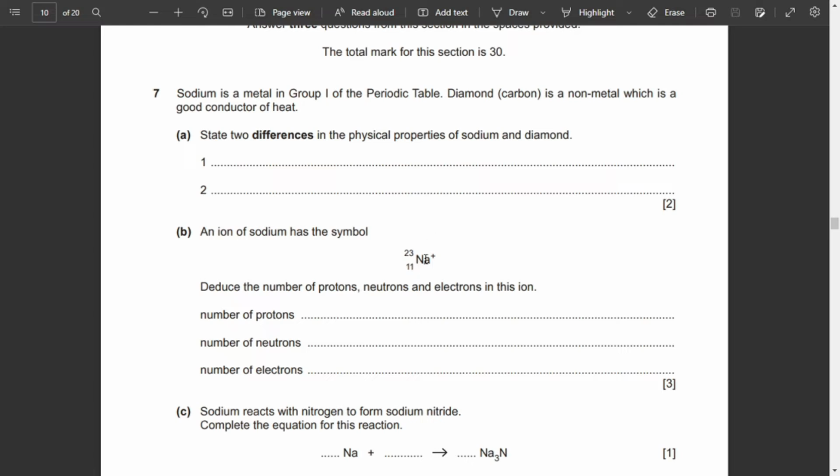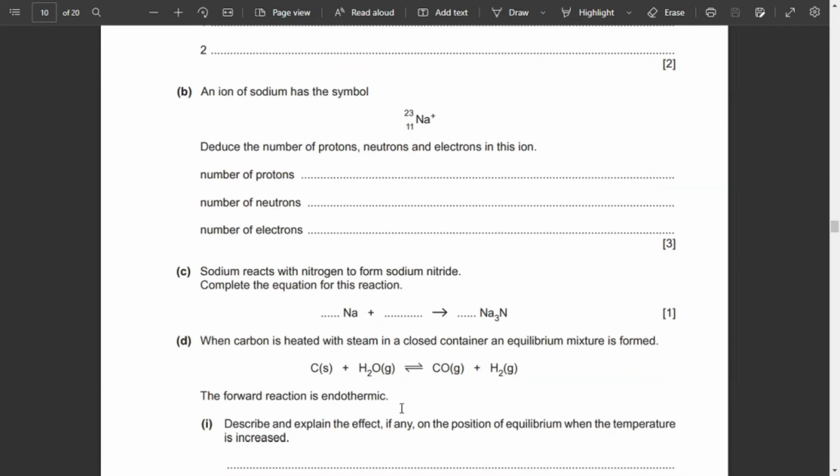And number of electrons: usually if you do not see this plus, it's going to be 11, because protons and electrons are equal in a neutral atom. However, we have an ion with us. As the question itself says, an ion of sodium has a symbol of Na+. So if we have a positive charge, that means one electron will be subtracted. That means from 11 we are going to subtract 1, which will make it 10. So number of electrons will be 10.